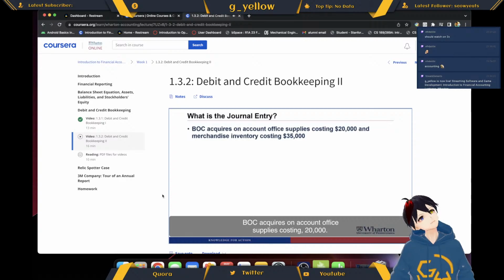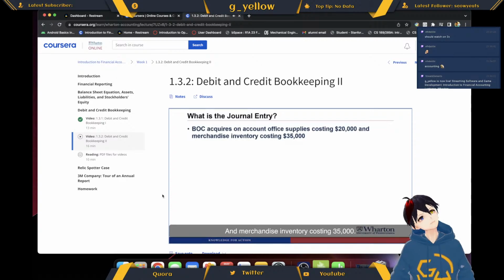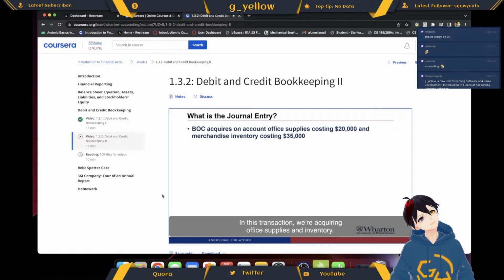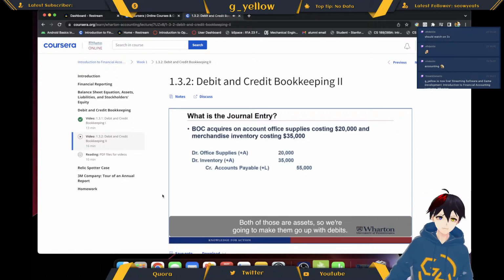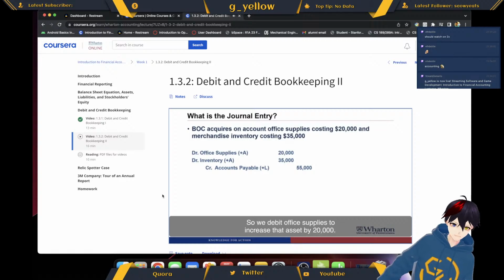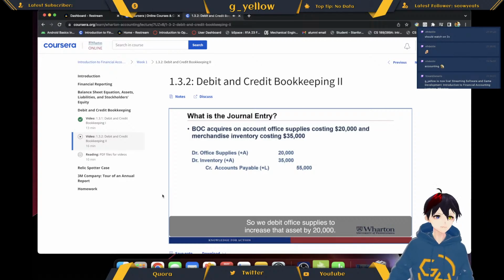BOC acquires on account office supplies costing $20,000 and merchandise inventory costing $35,000. In this transaction, we're acquiring office supplies and inventory. Both of those are assets, so we're going to make them go up with debit. So we debit office supplies to increase that asset by $20,000. We debit inventory to increase that asset by $35,000.